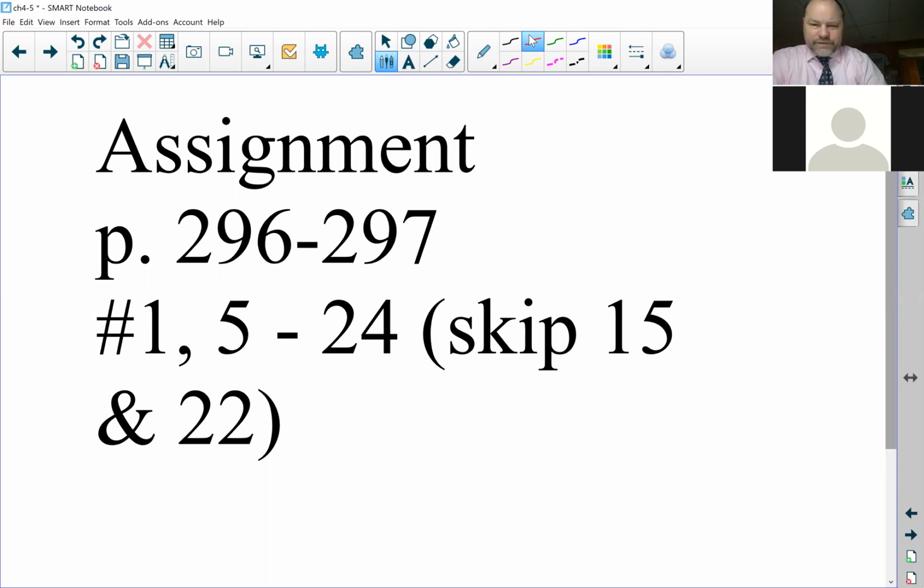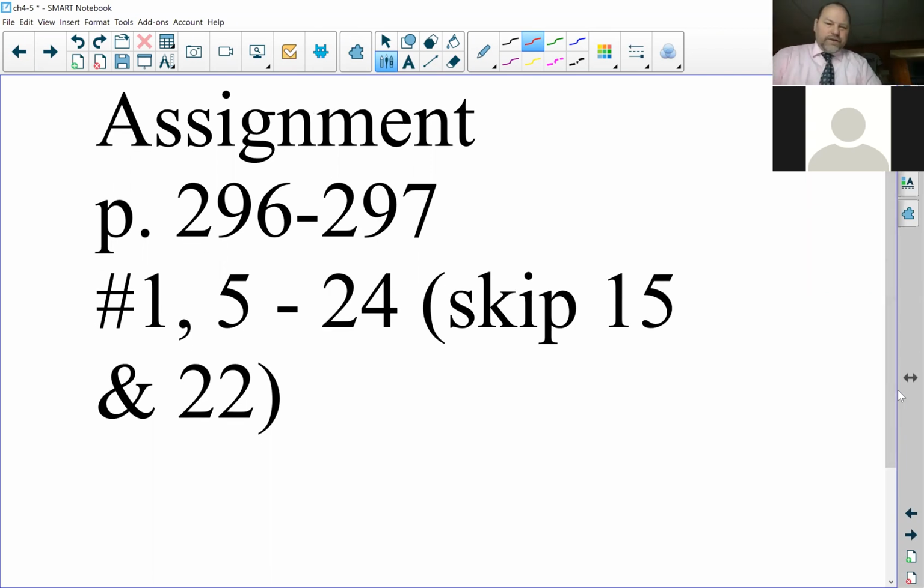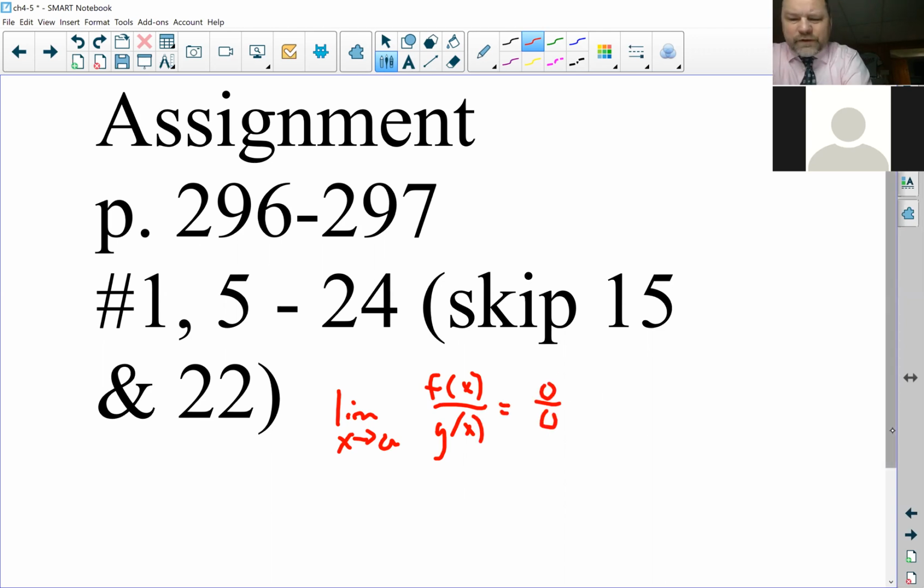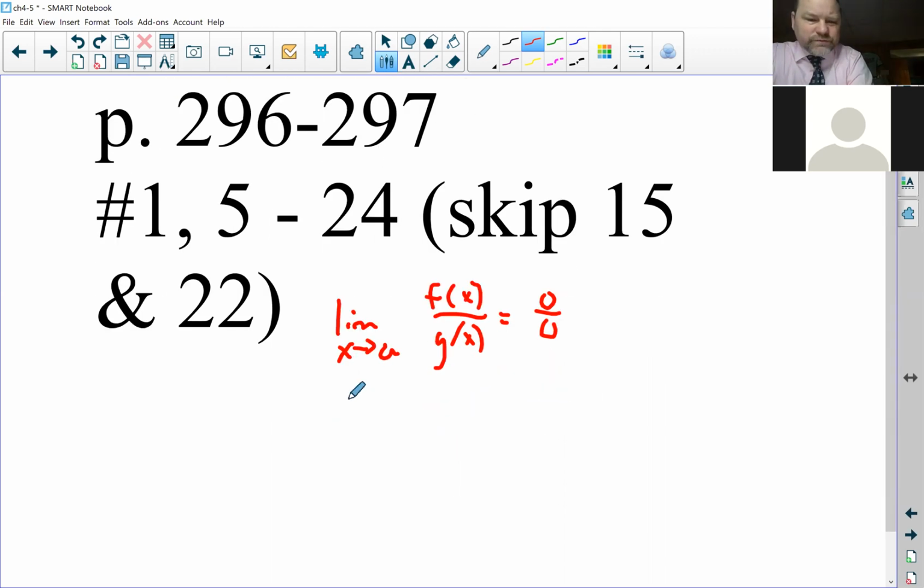A couple of things can happen. We didn't have an example like it in the notes, but I should put one in there. What can happen sometimes is we can have a limit and we get 0 over 0, and so we use L'Hopital's rule.